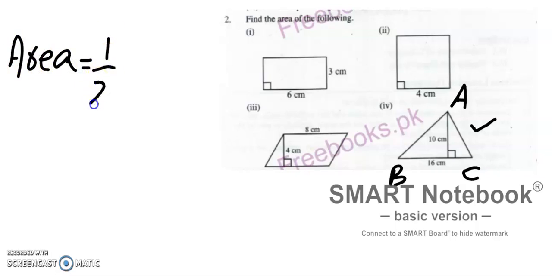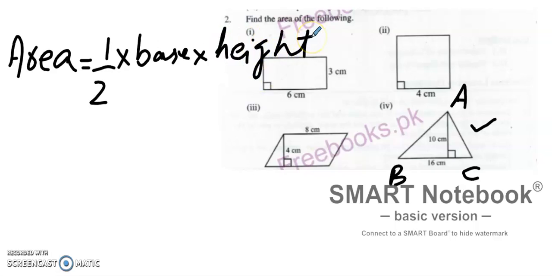So this is your parallelogram, this is your triangle. In the last case I have done the parallelogram. Now part 4 is about a triangle. First of all, writing the formula of area, that is half multiplied by base multiplied by height.